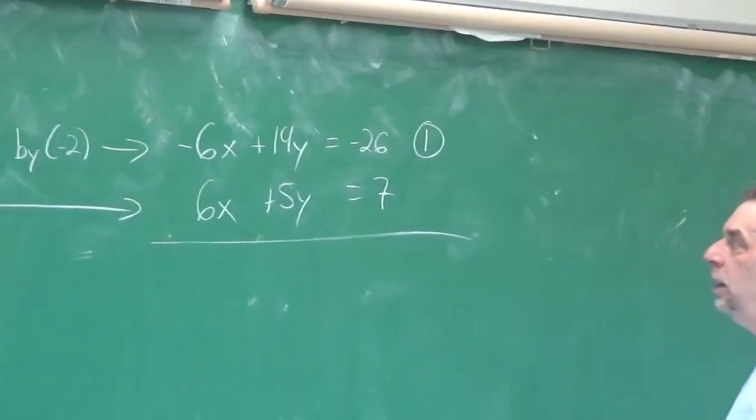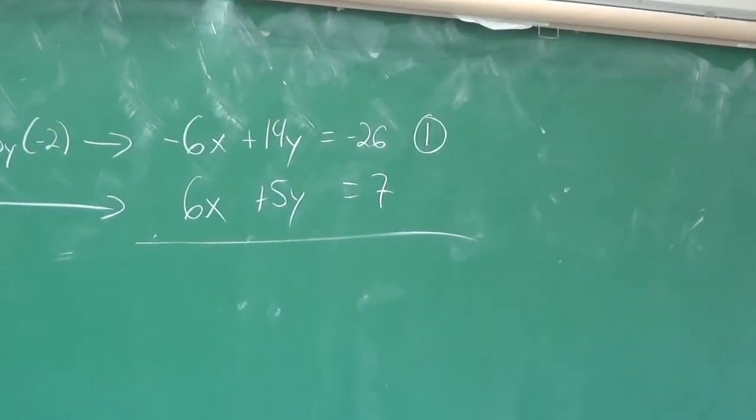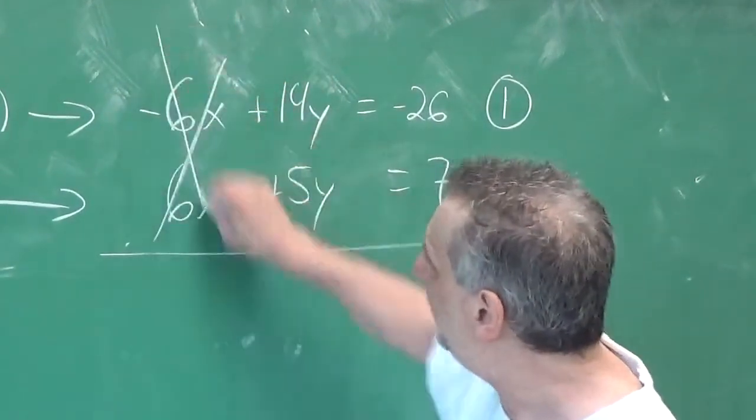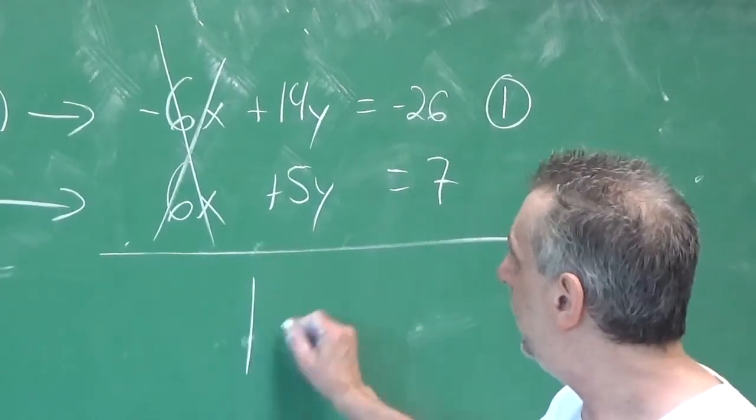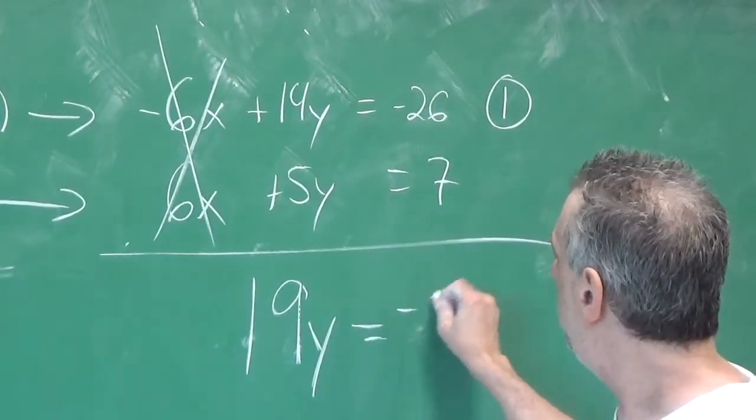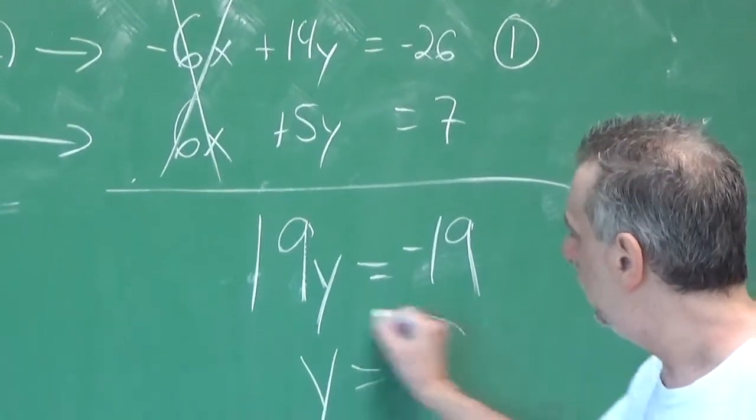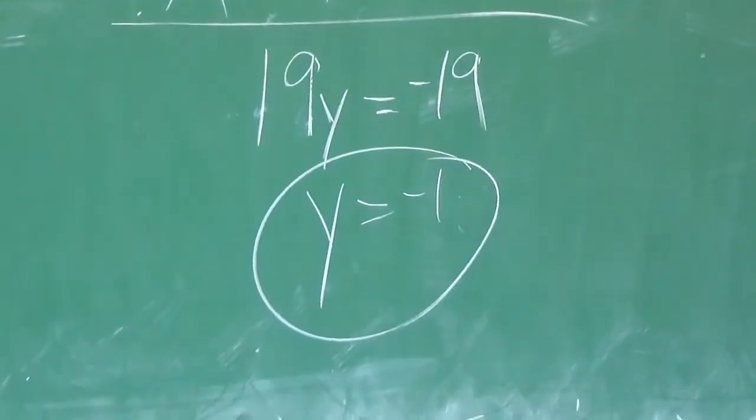And now we're at the point we want to be to eliminate the x variables. So we add these two equations together. We get 19y equals negative 19, very nicely. We solve for y, and we get negative 1.